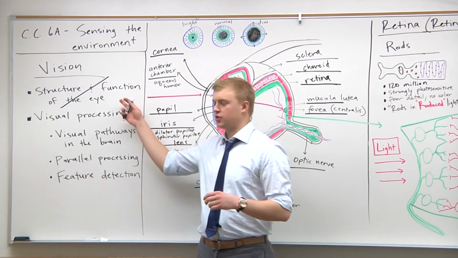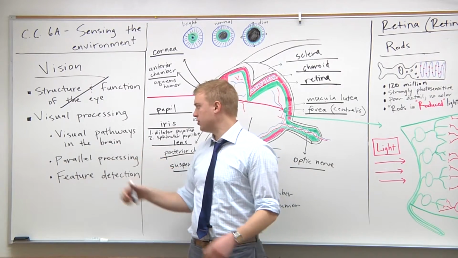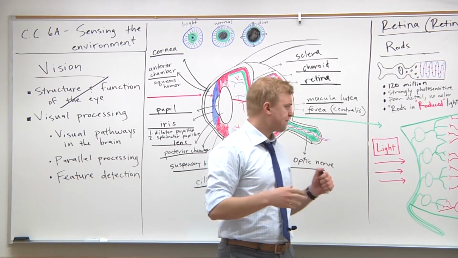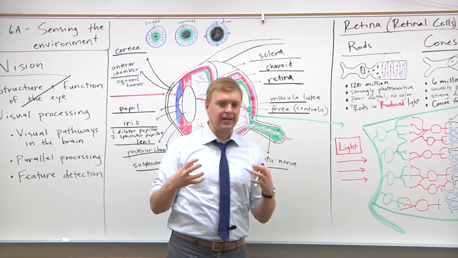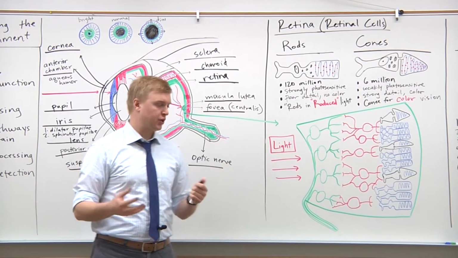Alright guys, so we finished up the structure and function of the eye. One last thing I want to mention before we go into visual pathways in the brain is how exactly this photon of light is converted into an electrical signal in the nervous system.